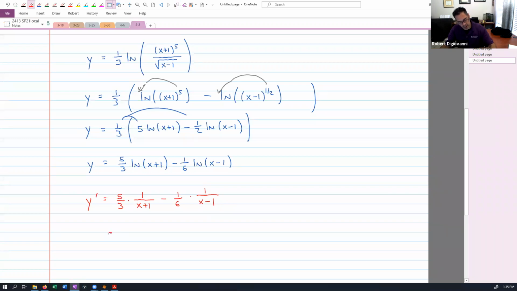And you can leave it like that, or you can go ahead and put the 5 on top and distribute a 3 through the bottom. And on this other one, you can have a 1 on top and then maybe like a 6x minus 6 on the bottom.